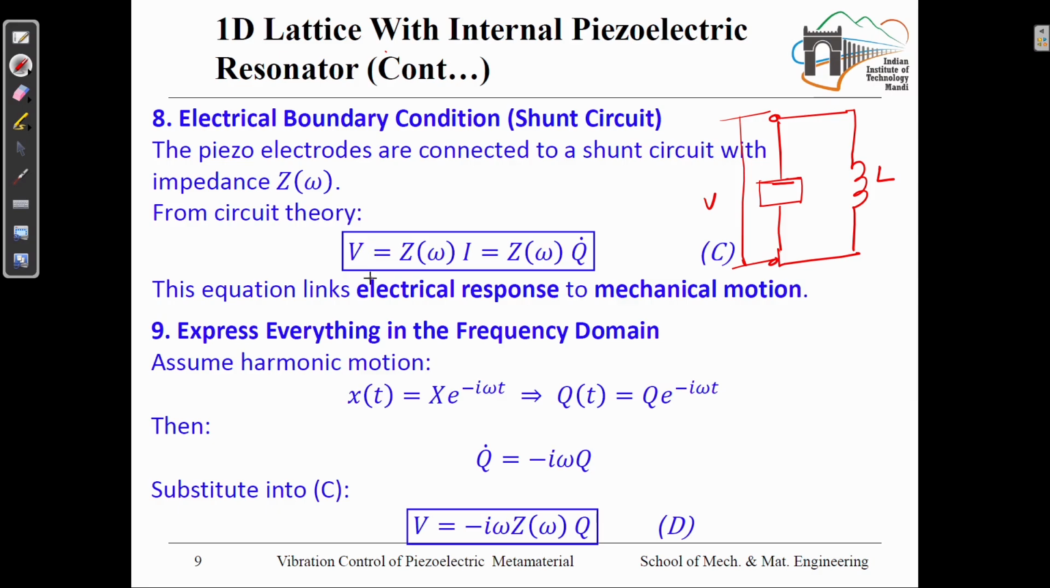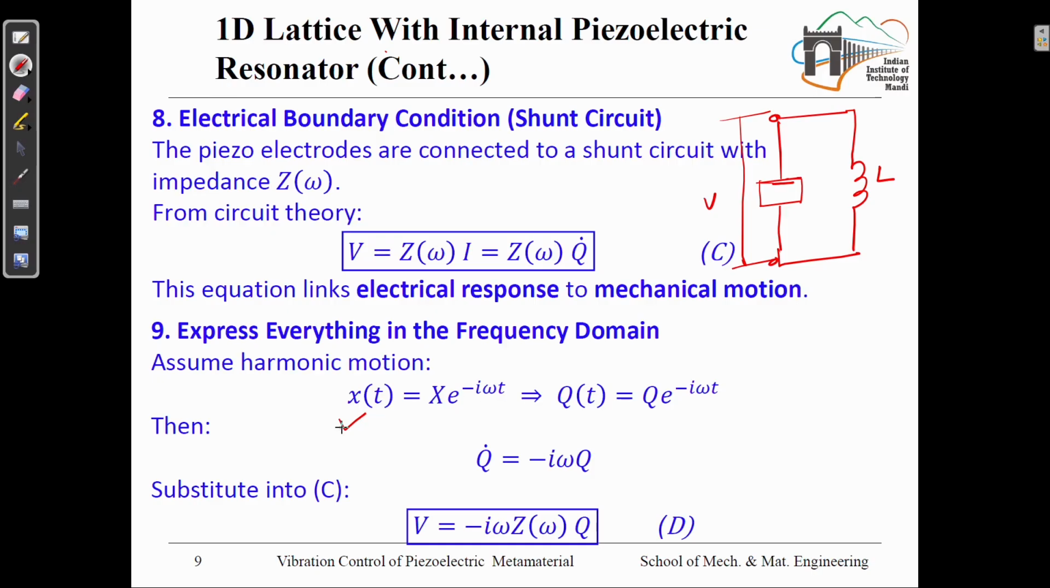So, we have this V is equal to I Z, where I is current, and we can determine the current by differentiating the charge, from the second equation of piezoelectric, the so-called direct piezoelectric effect. So we can put it here. This equation links electrical response to mechanical motion. Now, express everything in the frequency domain. We already know this is the relative displacement. Since the displacement of the main mass and the resonator mass is harmonic, the relative displacement will also be harmonic, so we can have the expression x e to the power minus i omega t.